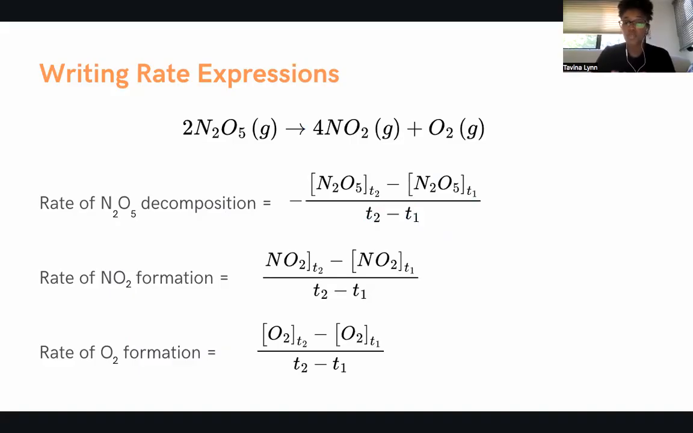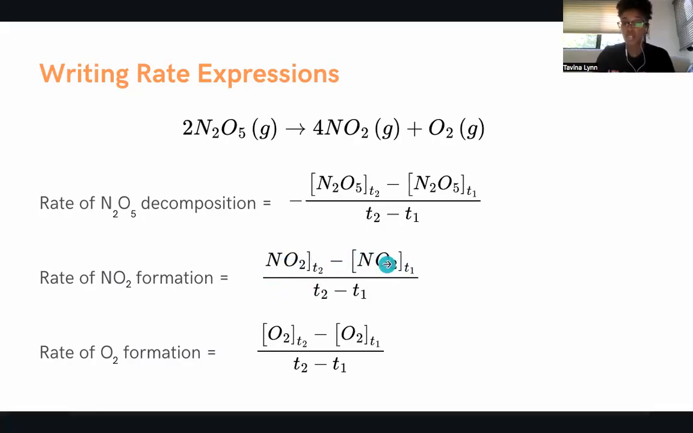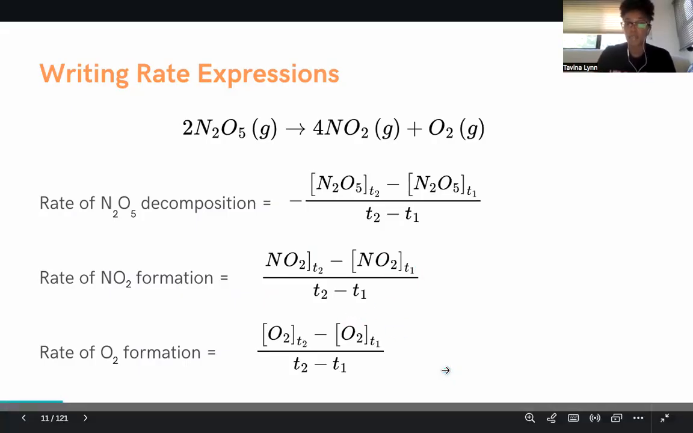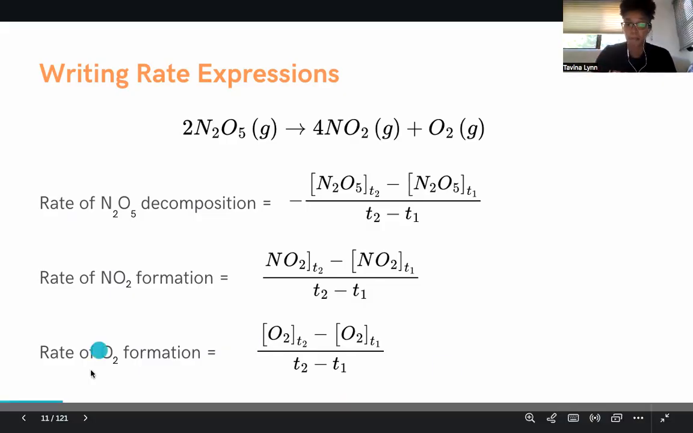For our NO2 or O2, our product formations, these rate expressions, right, we have a positive value out here, and it is the change in those concentrations at those specific two time points, which we've just written as T2 and T1, over the change in time. So the main thing to remember here is we can write our rate expression with respect to our reactants or to our products, and they are the change in concentration of reactants or products over the change in time.